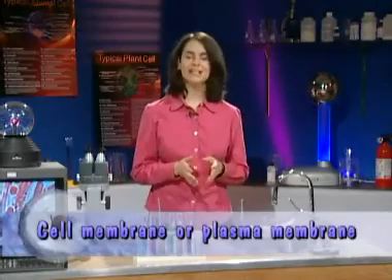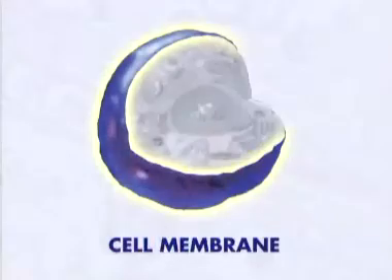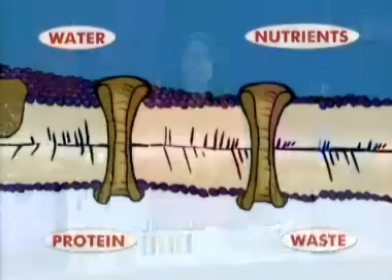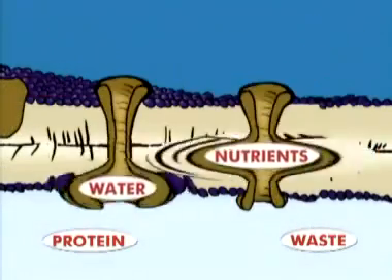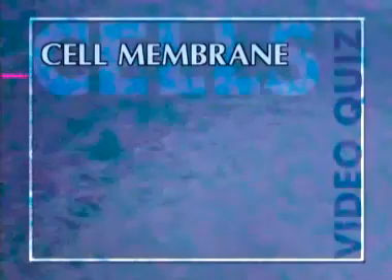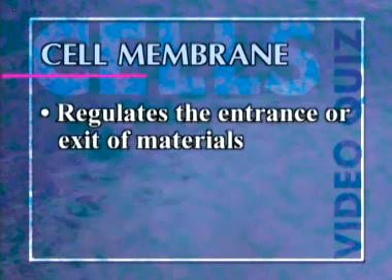We're going to begin with the part that keeps it all together, the cell membrane. The cell membrane, or plasma membrane, is the cell's gatekeeper. The cell membrane regulates what comes in and what goes out of a cell. It helps the cell interact with its environment. It's semi-permeable, which means things can enter or leave depending on the needs of the cell.